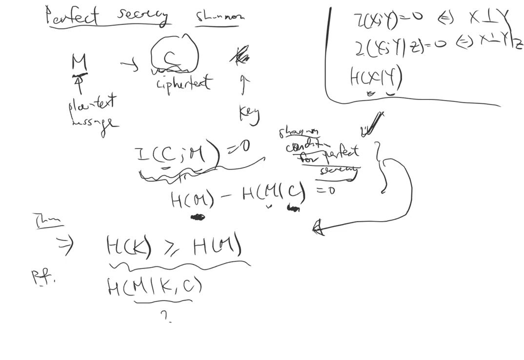So, this of course is bigger than, we mentioned in the entire class that all the entropy things will be bigger than or equal to zero, right? But here I will claim this is equal to zero. Do you agree with that? Why can I claim that? H(M|K,C) is equal to zero.